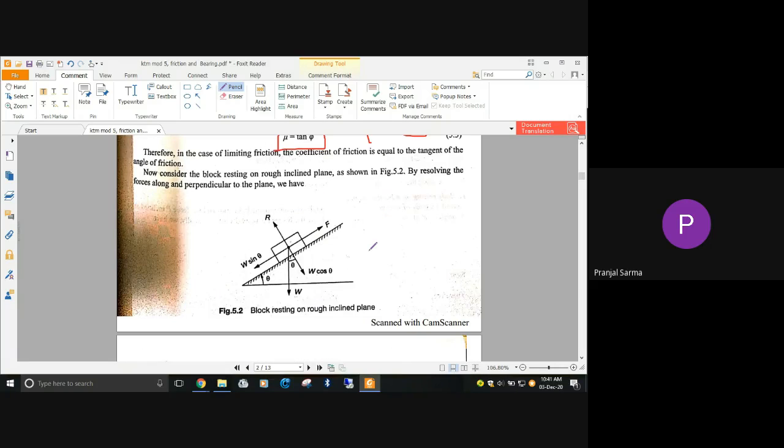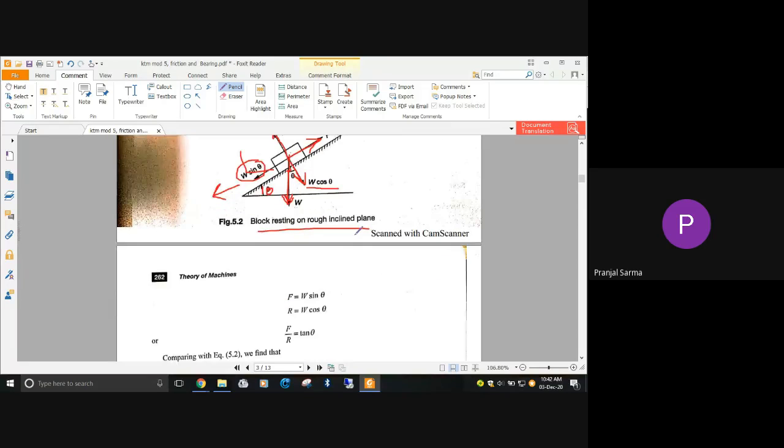Similarly, in the previous case, it was the case of a block resting on a horizontal plane. Similarly, the block may be resting on a rough inclined plane also. In that case, the self weight will be in this particular direction, and the normal direction will be like this. If this plane is making an angle theta, then this angle will also be theta. If we take the components of this weight, it will have a W cos theta component and a W sin theta component in this direction, and this component is tending to give motion to the body this way. Opposite to the tendency of the movement, we'll have the force of friction in this direction.